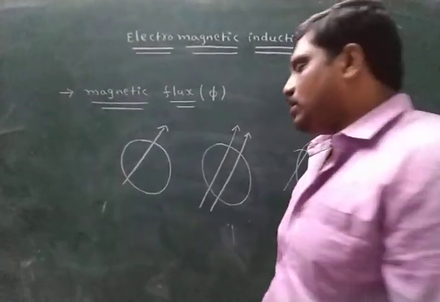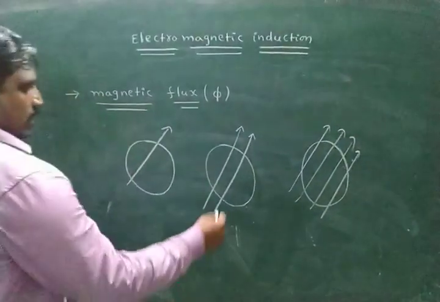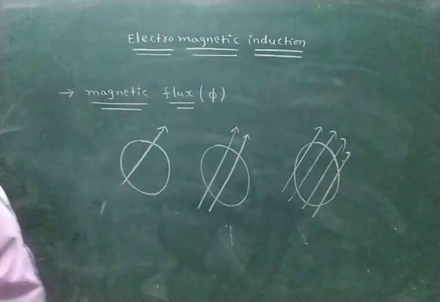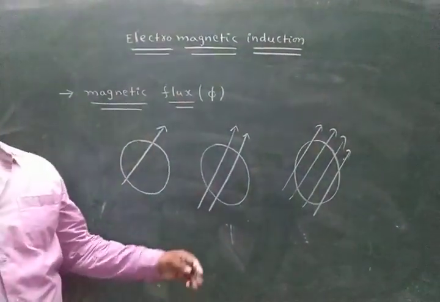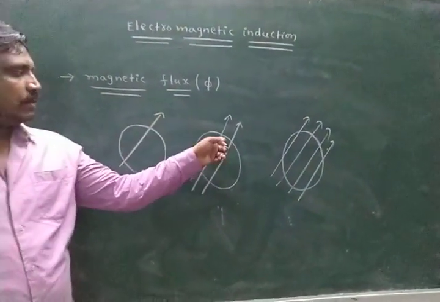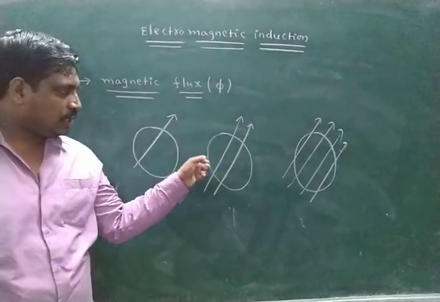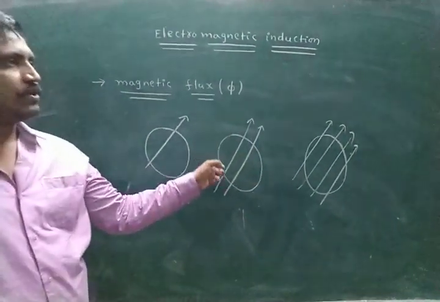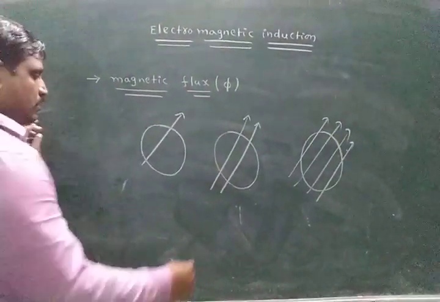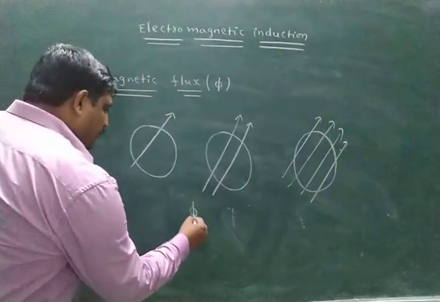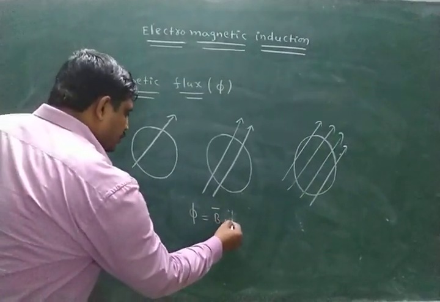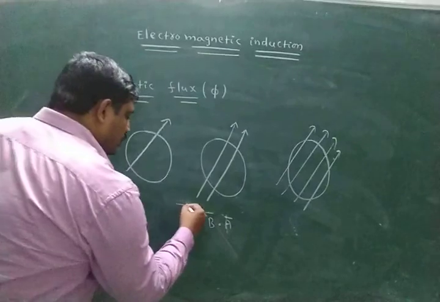Once again I repeat, the number of magnetic lines passing through a given area is called magnetic flux. Simply, the magnetic flux definition is the magnetic lines passing through a given area.